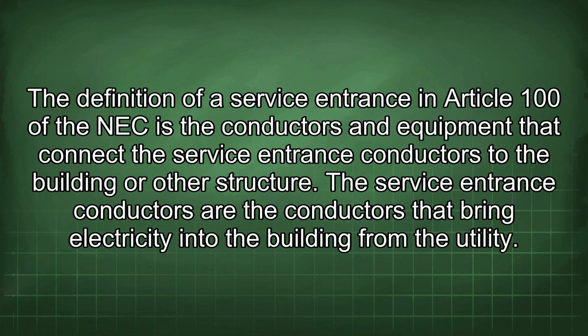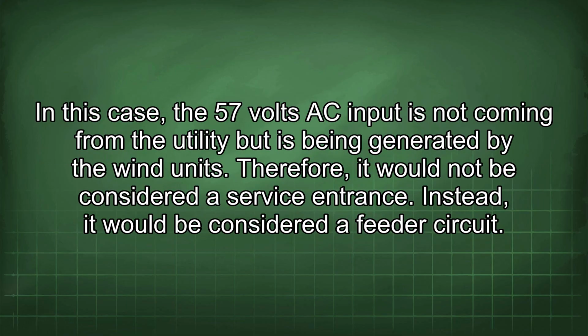The definition of a service entrance in Article 100 of the NEC is the conductors and equipment that connect the service entrance conductors to the building or other structure. The service entrance conductors are the conductors that bring electricity into the building from the utility. In this case, the 57 volts AC input is not coming from the utility but is being generated by the wind units. Therefore, it would not be considered a service entrance. Instead, it would be considered a feeder circuit.